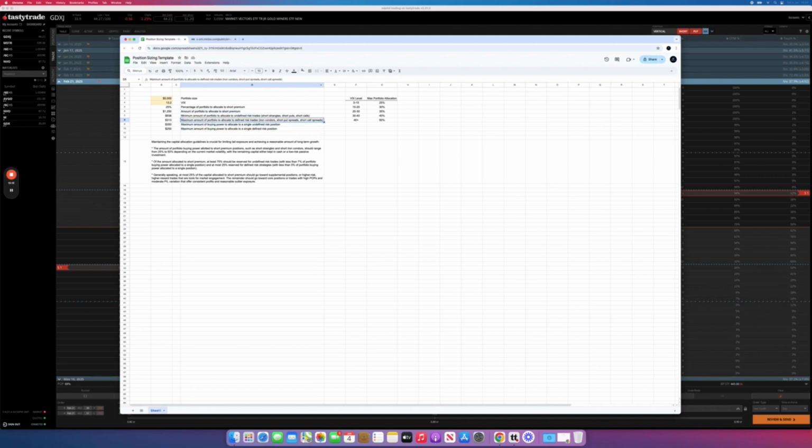Now, keep in mind these are the maximum figures. For example, in this instance, the maximum amount of buying power to allocate to a single defined risk position is $250. That doesn't mean you need to use $250 for every position. That is just the maximum. And it'd probably be smart to not use all $250 for every single position. But this is just a guideline. This is like a checklist, a safety check, just to make sure you don't blow your account up. As long as you follow this, you'll be fine.